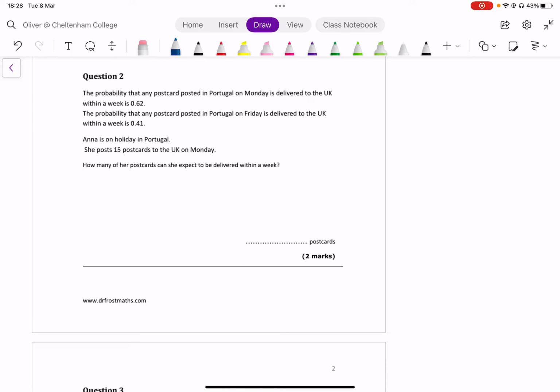The probability that any postcard posted in Portugal on Monday is delivered to the UK within a week is 0.62. Posted on Friday. So she posted them on a Monday. So we're looking at this one. Expected number of outcomes is number of trials, which is 15, times by the probability, which is 0.62. So 15 multiplied by 0.62 gives us 9.3.